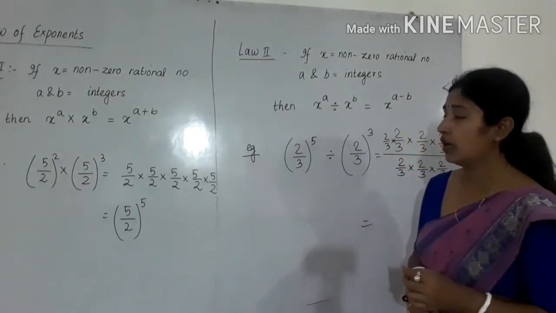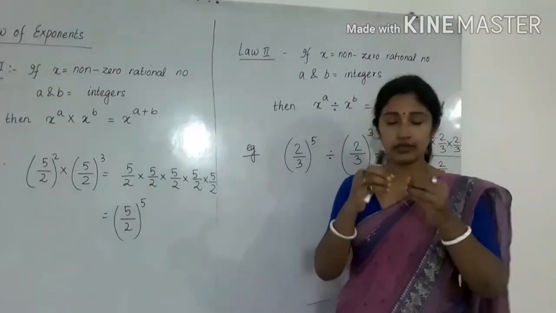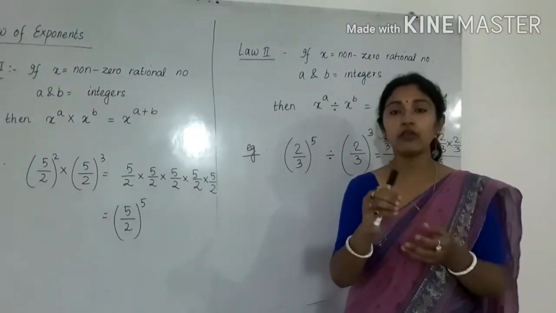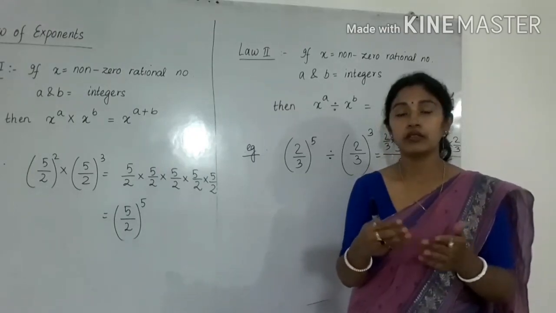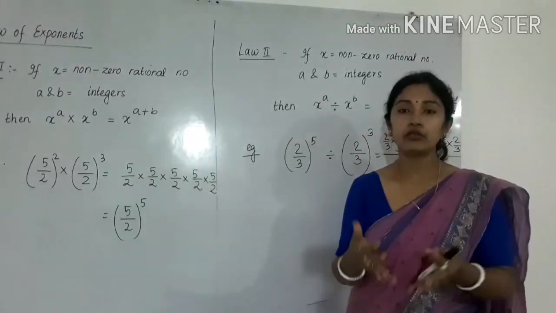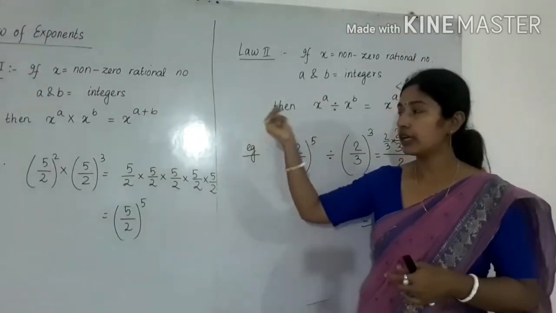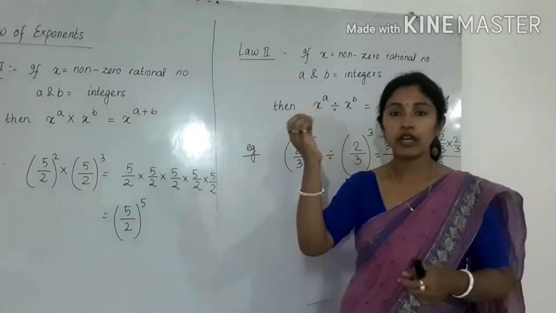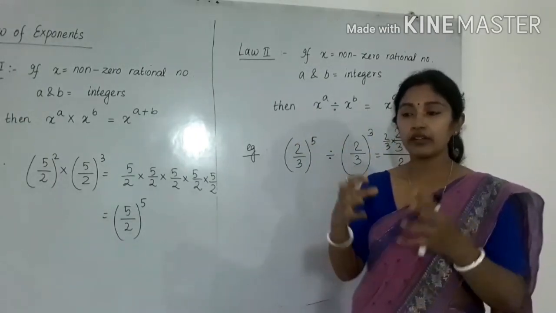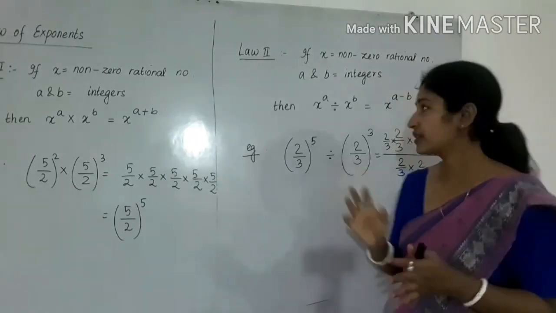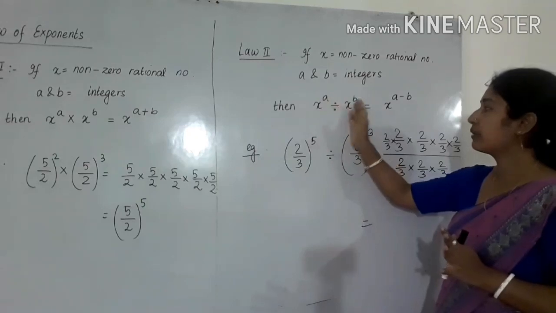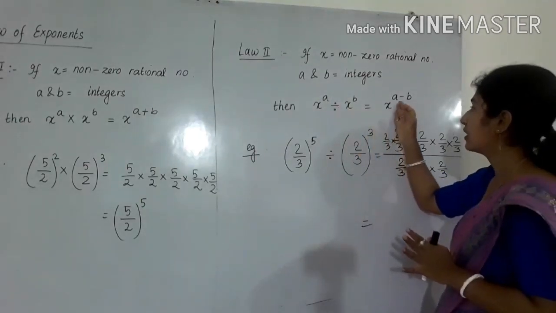Here also, I am just telling you a technique for remembering. In case of multiplication, the numbers become big, so that's why we take addition in the power. But in case of division, the factors become less. For example, here x to the power a divided by x to the power b becomes x to the power a minus b.